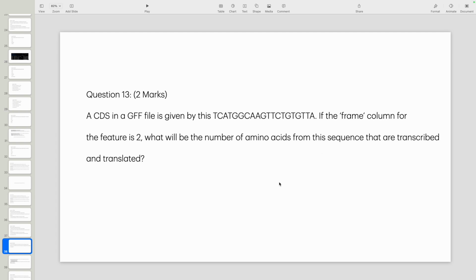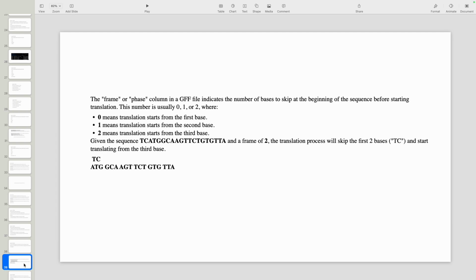Okay, we'll look into the answer for this question. What this means is, in the GFF file, the frame column indicates the number of bases to skip at the beginning of the sequence before starting translation. This number is usually 0, 1 or 2, where 0 means translation starts from the first base, 1 means translation starts from the second base, and 2 means translation starts from the third base.